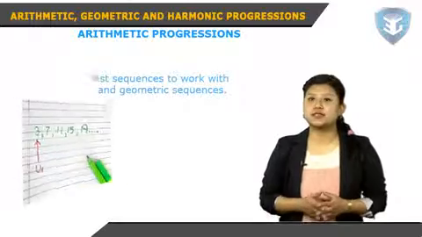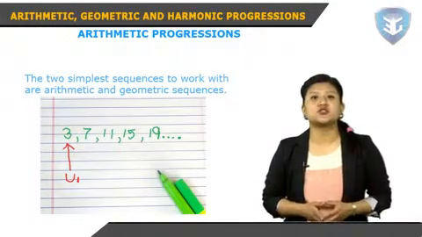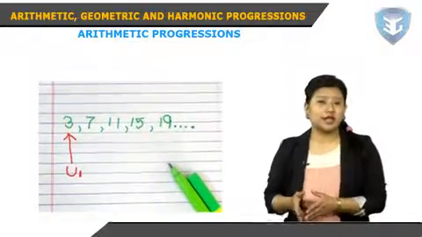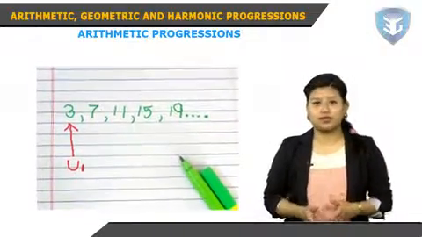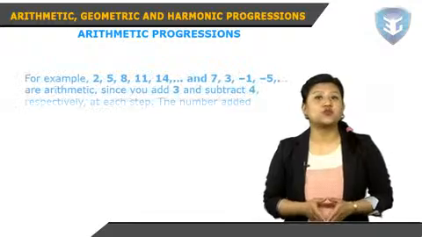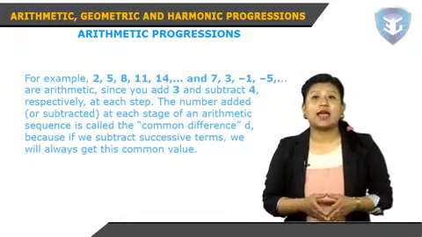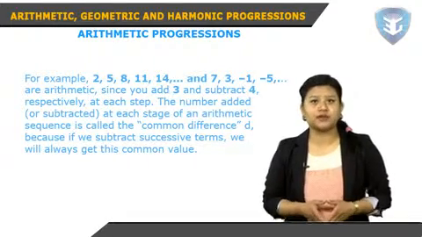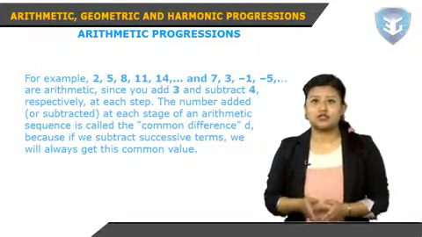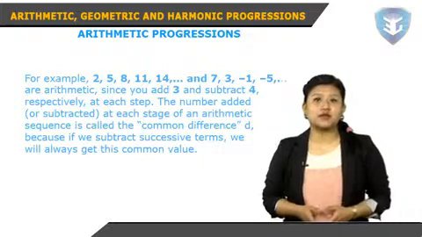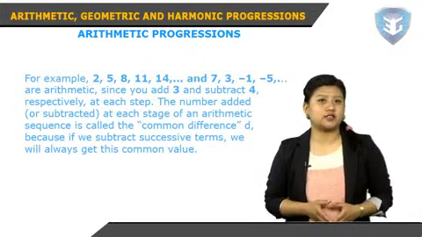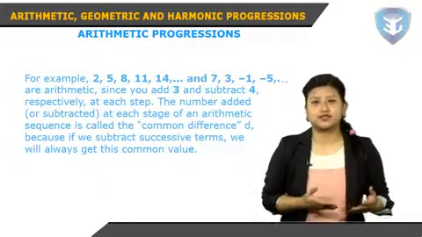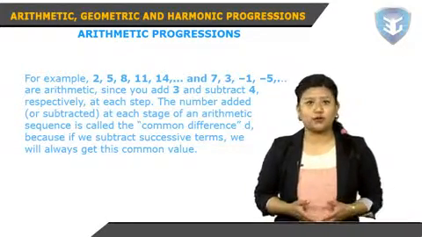The two simplest sequences to work with are arithmetic and geometric sequences. An arithmetic sequence goes from one term to the next by always adding or subtracting the same value. For example, 2, 5, 8, 11, 14 and 7, 3, minus 1, minus 5 are arithmetic since you add 3 and subtract 4 respectively at each step. The number added or subtracted at each stage of an arithmetic sequence is called the common difference d, because if we subtract successive terms, we will always get this common value.